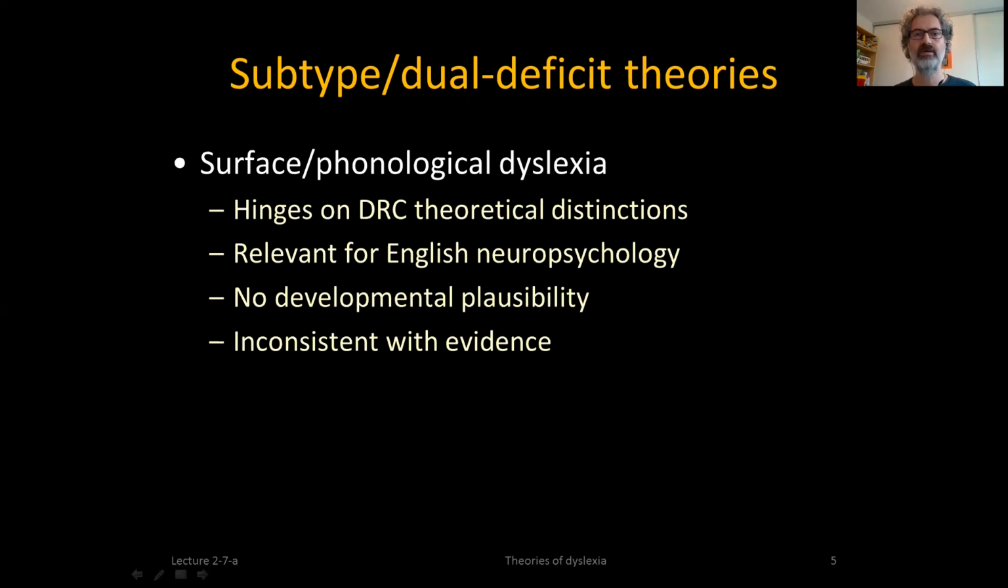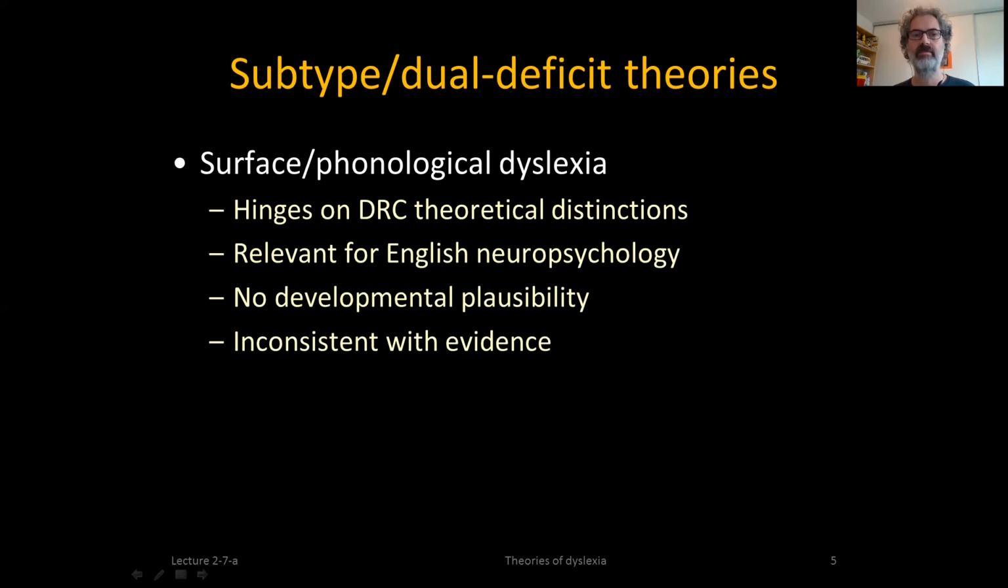A very prominent idea is the distinction between surface and phonological dyslexia. This idea depends on specific theoretical assumptions made in the dual route cascaded model of skilled reading, which was made to account for performance observed in English-speaking patients with brain damage, because there were differences in performance with different kinds of reading tasks by those patients. Subsequently, that model was applied to children learning to read, even though it was only made for skilled reading and had no learning ability. So this kind of model doesn't learn to read by design. It has no developmental plausibility in the sense that there is nothing in the model that suggests how these two routes could be built up from experience.